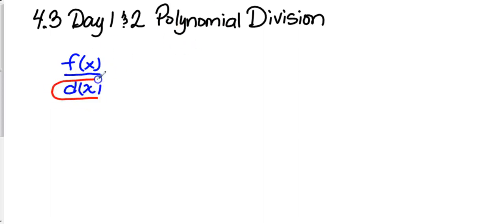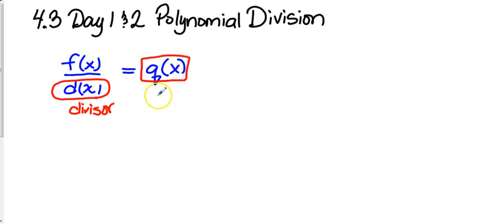This would be my divisor, and my result will be a new function. We'll call that q of x. This new function, this result of the division, is called the quotient.